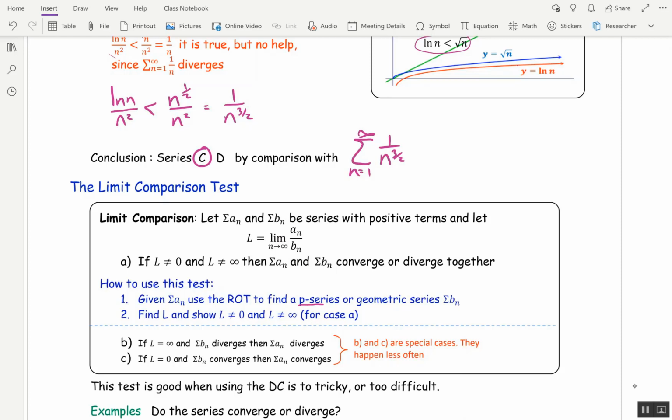If L is not 0 and not infinity, then the series that you're given, the ANs, will do whatever the series you compared it with does. Those series converge or diverge together. There are two other statements, which I'm not even going to mention. You can read that. Most of the time, 99% of the time, you're going to be showing L is not 0 and not infinity and using case A.